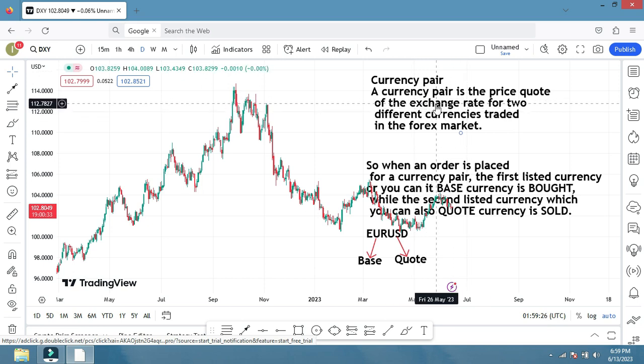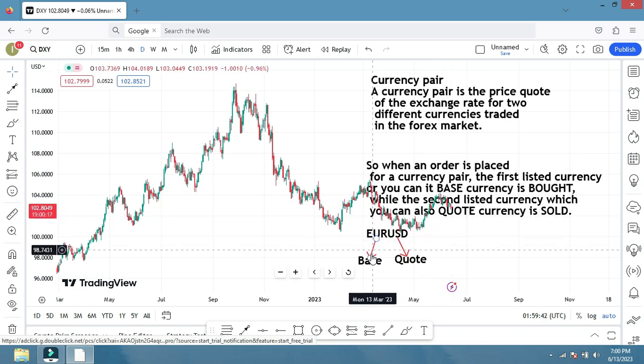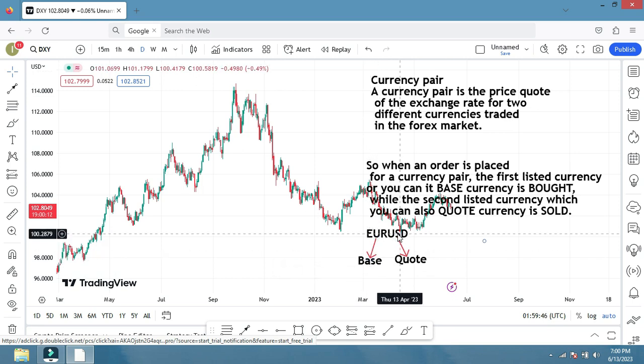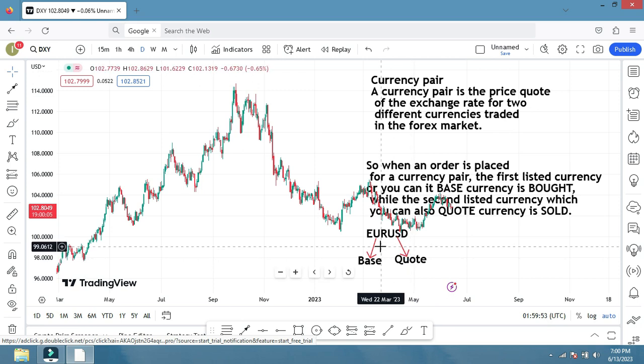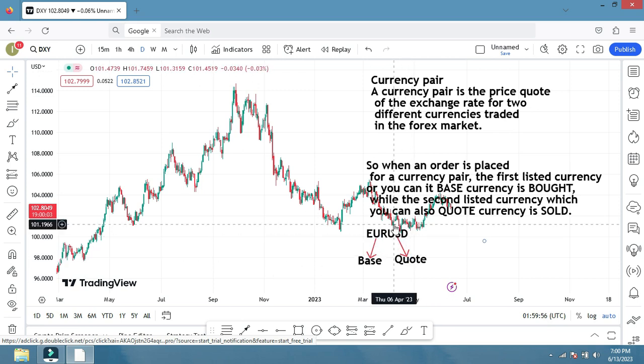So when an order is placed for a currency pair, the first listed currency, or you can call it the base currency, is bought, while the second listed currency, which you can also call the quote currency, is sold. Example, Euro USD. So euro that you're seeing here now is the base currency, whereas this USD here now is the quote currency. So if you make an order to buy, it means you are buying euro and you're selling USD. So it is just an exchange rate.